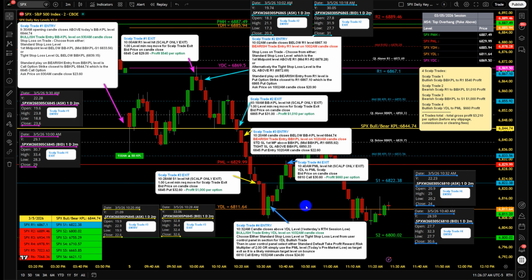However, another way of doing the take profit is not using the reward risk multiplier for take profit in the user control panel and simply using levels as your exit. So in this case, we're looking at the distance between YDL and PML. Now, in this particular case, this is a fair amount of distance. It's roughly a little bit over 18 points. So that is a pretty decent trade there.